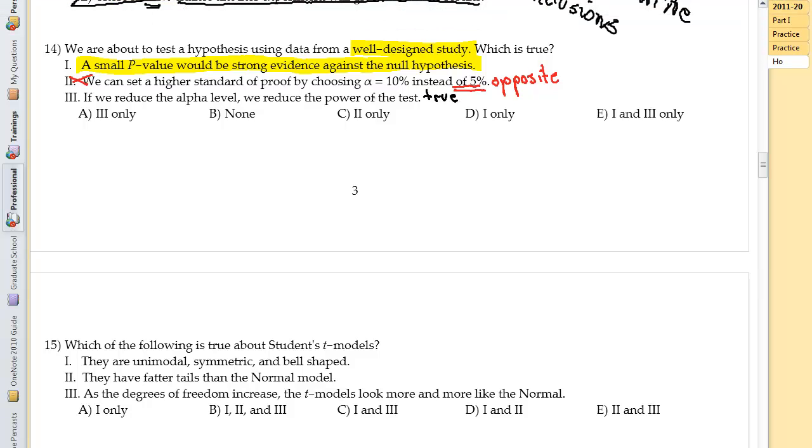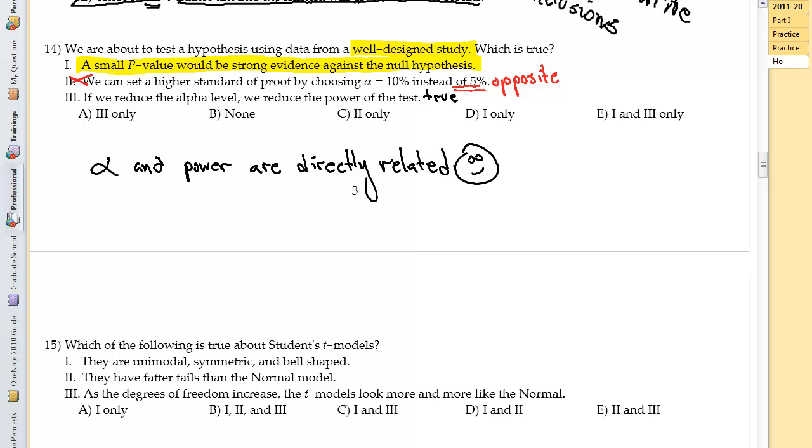These things are connected. As alpha gets smaller, the power of the test gets smaller because alpha and power are directly related. Okay, and that makes us happy. So that means that the answer here is 1 and 3. And so 1 and 3 is E only.